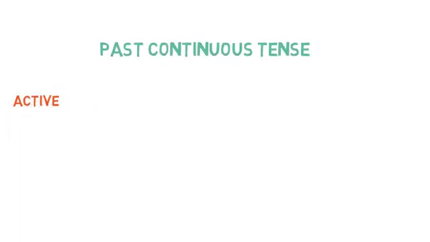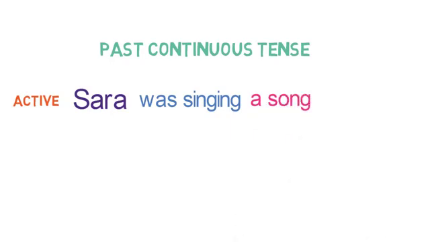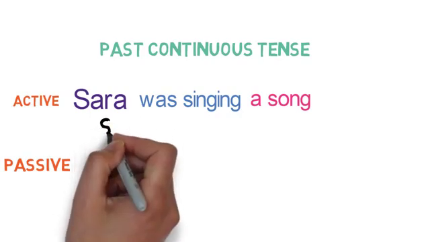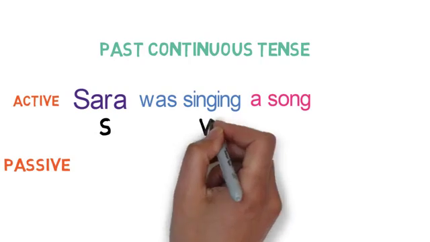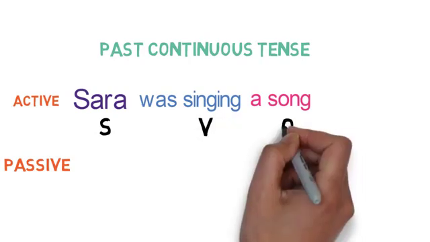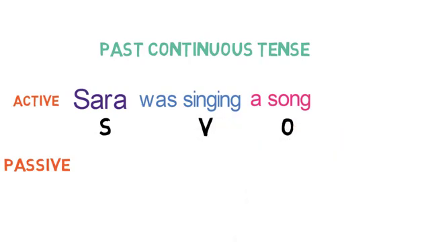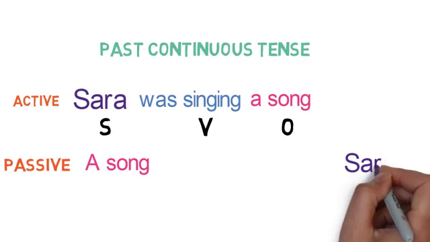Now let's see an example of past continuous tense. Active sentence: Sarah was singing a song. In passive sentence, firstly let's get the SVO, that is subject, verb and object. So here Sarah is the subject, singing is the verb and a song is the object. Now let's swap the position of subject and object. So here it will be a song and at this position it will be Sarah.